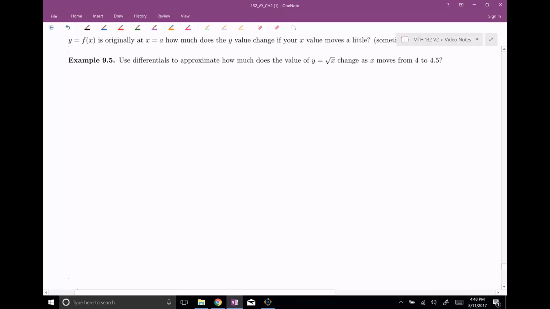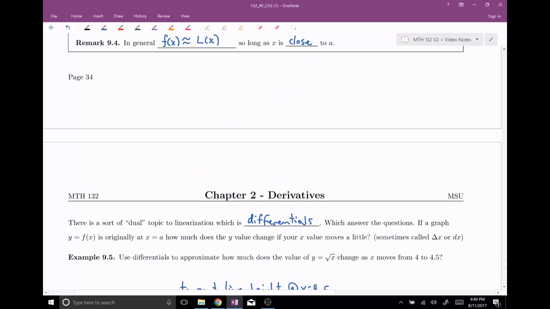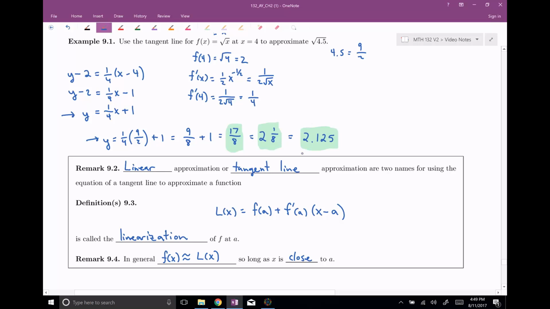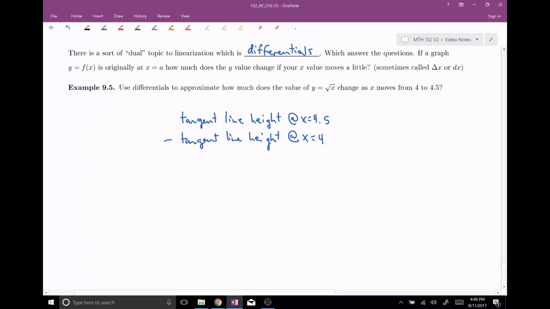All right, so with that in mind, let's go ahead and try to calculate this out. And again, all those words I was saying just mean that we're going to take the tangent line's height at x equals 4.5, and I'm going to subtract away the tangent line's height at 4. And then that should give me the approximate change in the function. Well, in this case, we already did a lot of this work. We figured out the tangent line's height at 4.5. It's this 17/8. So, okay, I'm going to do 17/8.